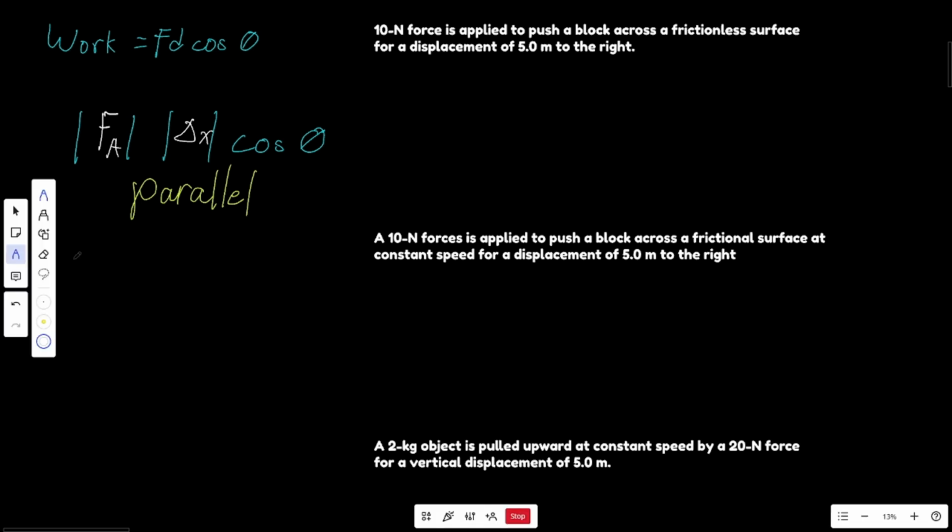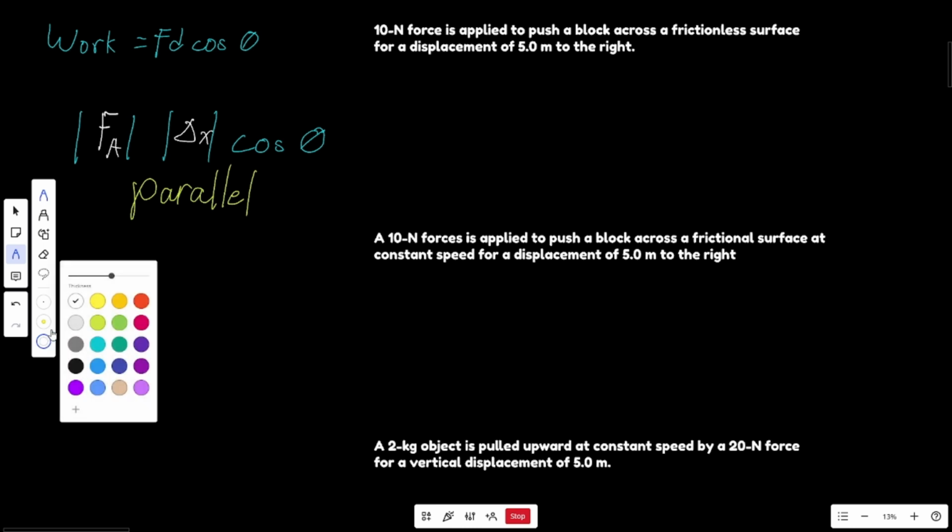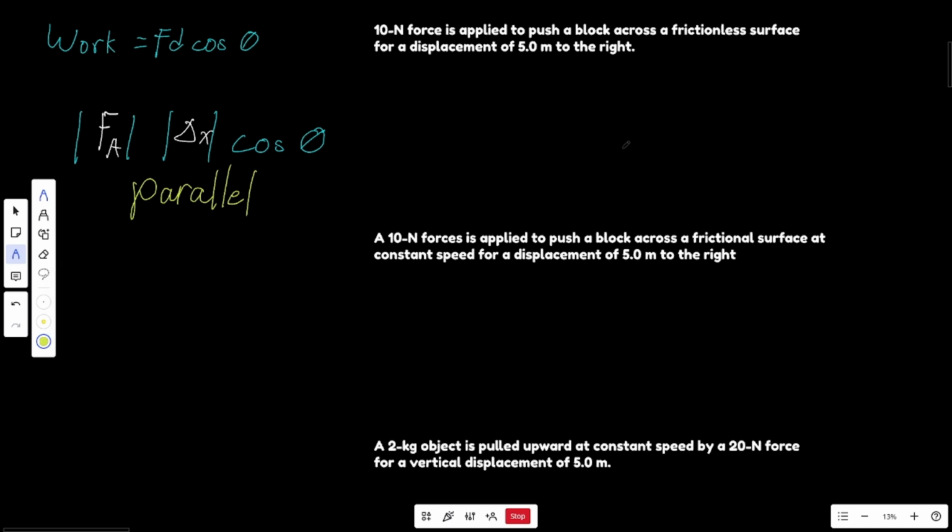So a 10 Newton force is applied to push a block across a frictionless surface for a displacement of 5.0 meters to the right. Now, in this situation, we want to find the work done, the net work. So for all of these, we're actually going to be looking for the net work. So let's make the free body diagram first.